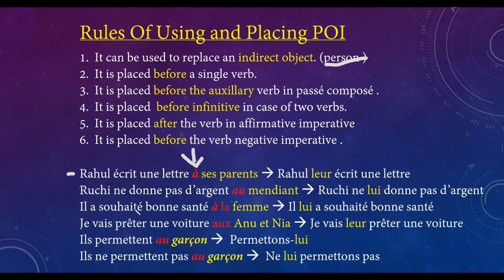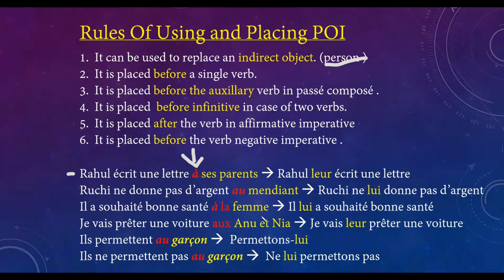Next. Il a souhaité bonne santé à la femme. Now this is past tense, passé composé. Rule number 3: it is placed before the auxiliary verb in passé composé. Avoir is the auxiliary verb here, so the POI will be placed before it. He wished, a souhaité, good health to the woman, à la femme. So femme will be replaced by lui.